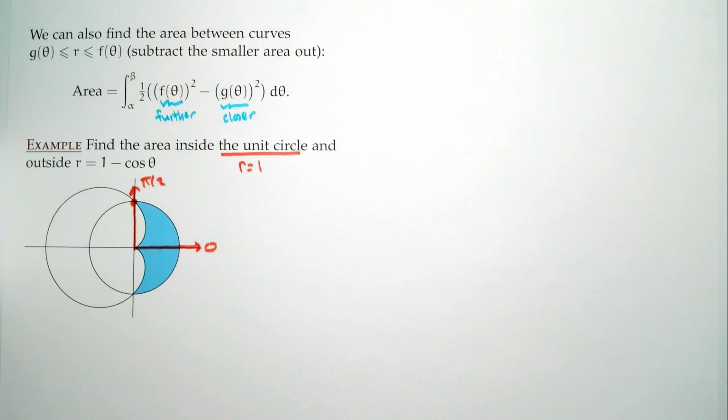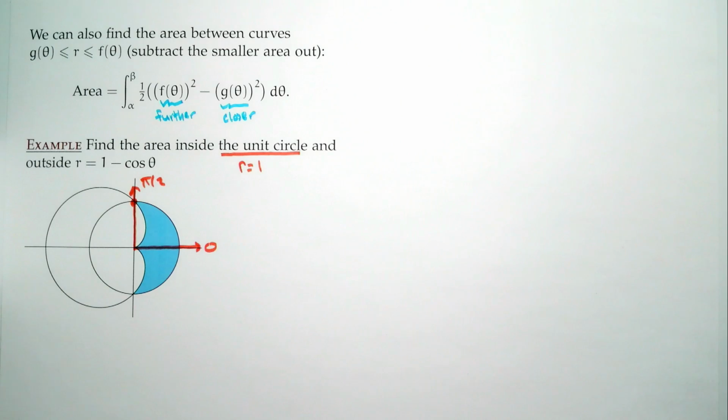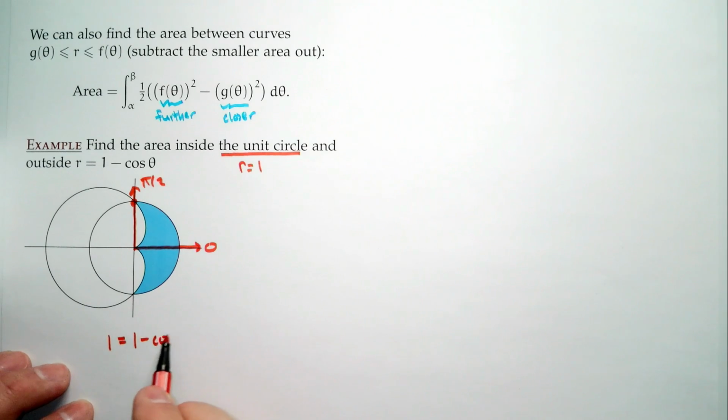So that's actually something we have to do in this problem. We have to write both the curves in terms of polar coordinates. So if we didn't know where they intersect, and again we know because we can see pictures and we're pretty good at looking at pictures, we would do the following. We would set the two curves equal to each other. 1 equals 1 minus cosine theta.